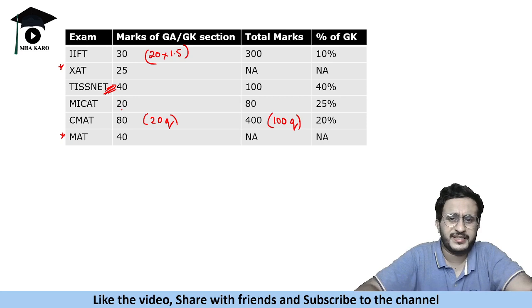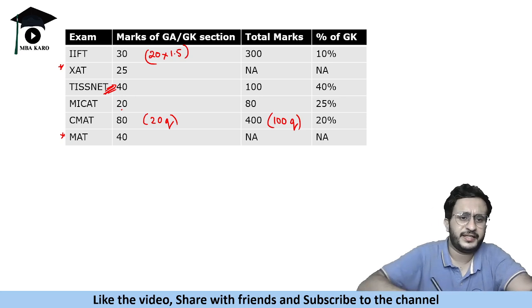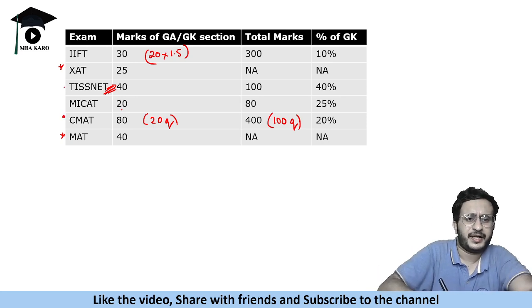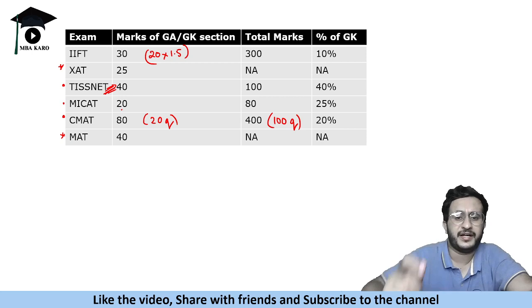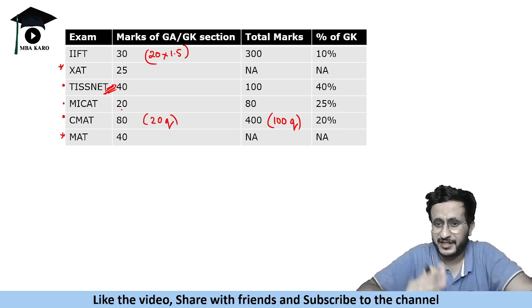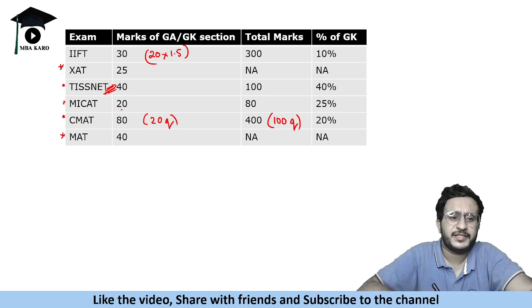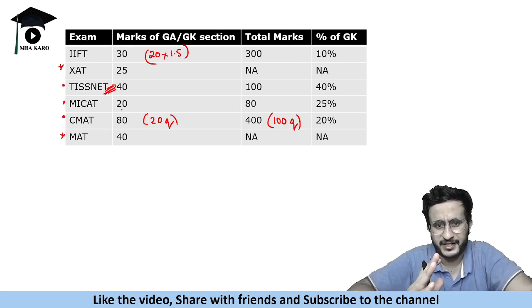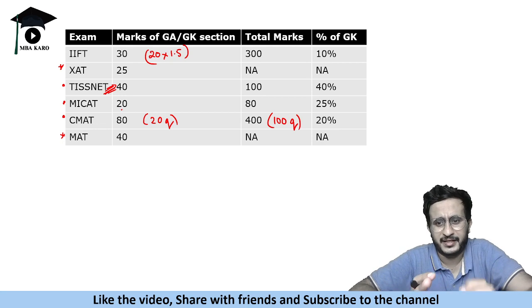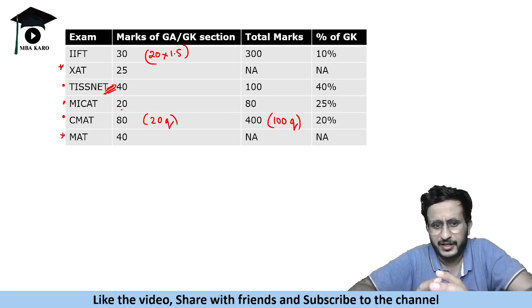So, basically, examinations like TISSNET and CMAT and MICAT to some extent have a very high weight of general awareness. In IIFT also, you need to clear the sectional cutoff of general awareness. These are the major examinations for which you need to prepare general awareness, and it is not something that you can do over a period of 2-3 weeks or 1 month. You need to give ample time to your preparation.